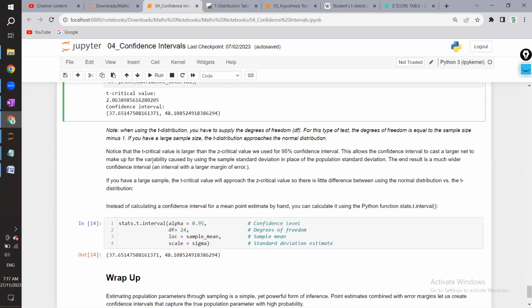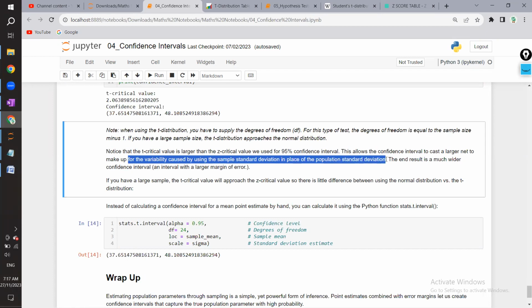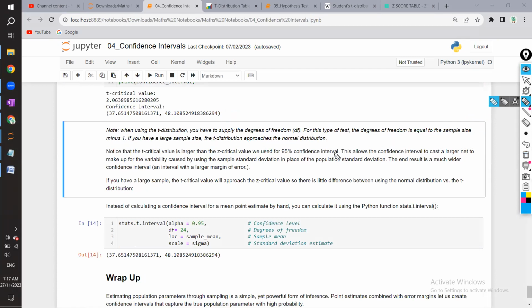Fine. So notice that the T critical value is larger. This allows the confidence interval to cast a larger net to make up the variability caused by the sample standard deviation in place of normal distribution. Same thing, because you don't have enough number of samples, just to be on the safe side, it will give you a little wider confidence interval. So the end result is a much wider confidence interval.